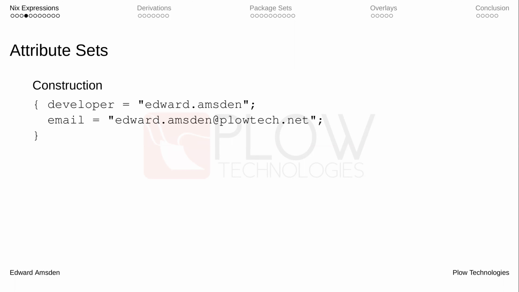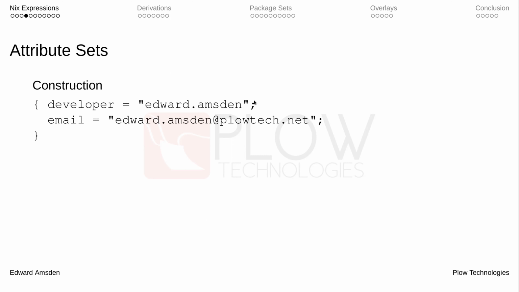Attribute sets are just sets of key value pairs, but this is really the data structure in Nix. Basically everything you work with in Nix will be an attribute set. You can just write them out with curly braces and equal signs. So here's something that gets people sometimes about Nix.